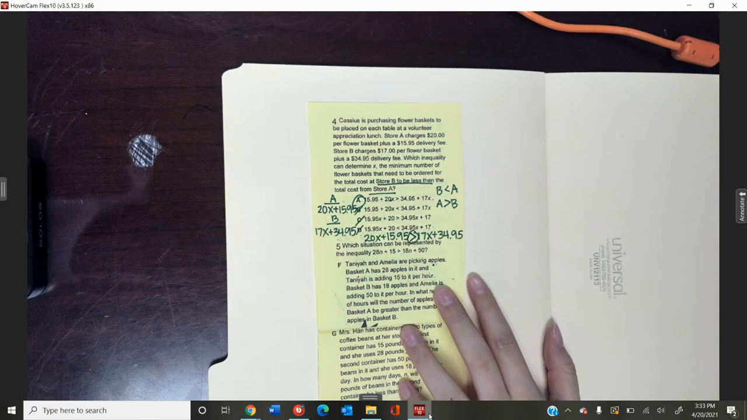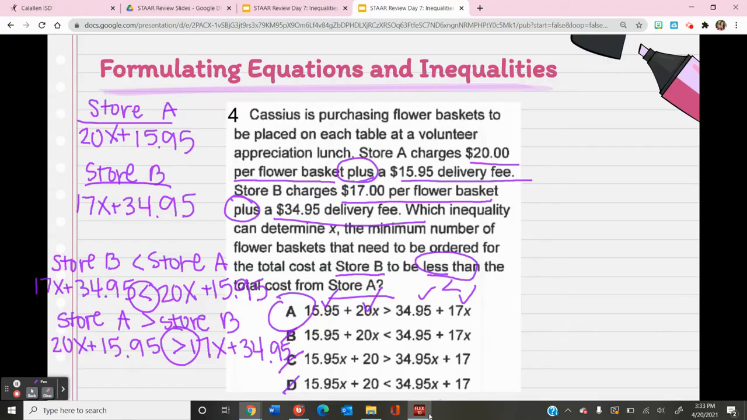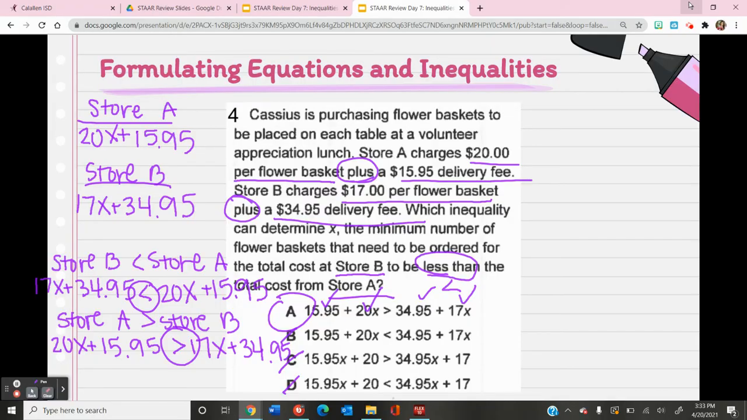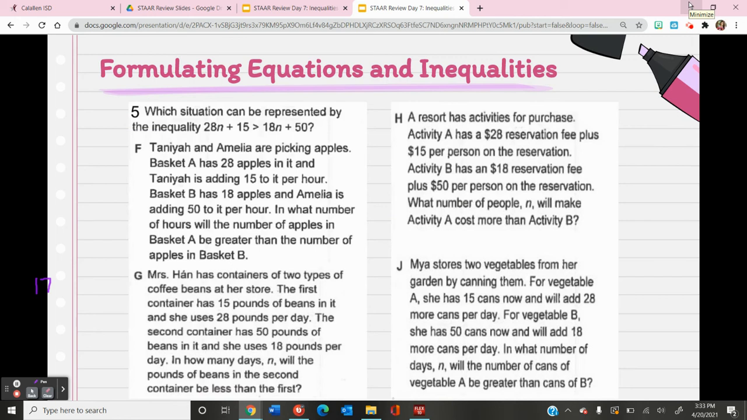So again, looking at your folder, this is everything you should have written down for number 4. So now, looking at number 5, the last one. We're going to go back over here, and it says, which situation can be represented by the inequality 28n plus 15 is greater than 18n plus 50? So 28n plus 15 is greater than 18n plus 50.